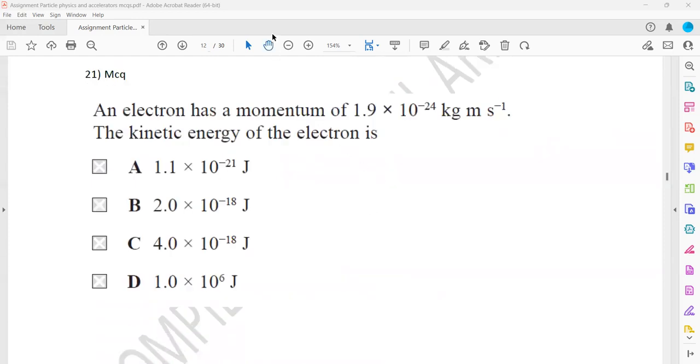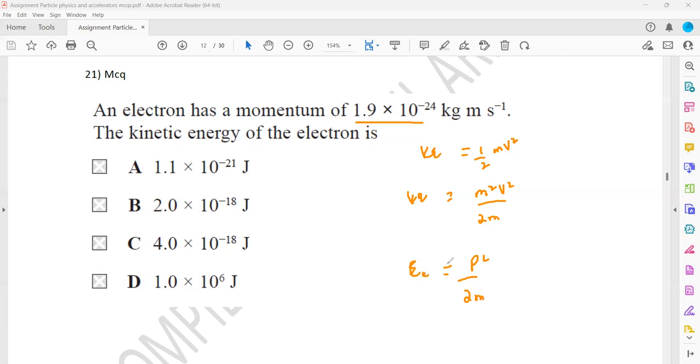In question 21, an electron has a momentum of 9.1 times 10 power minus 24. The kinetic energy of the electron is, so how can we work this out? There is a relation between the kinetic energy and the momentum. Kinetic energy is half mv squared. If I multiply and divide this equation by m, it will be m squared v squared over 2m. That is kinetic energy. m squared v squared is actually the momentum squared, so we can say p squared over 2m is equal to kinetic energy.